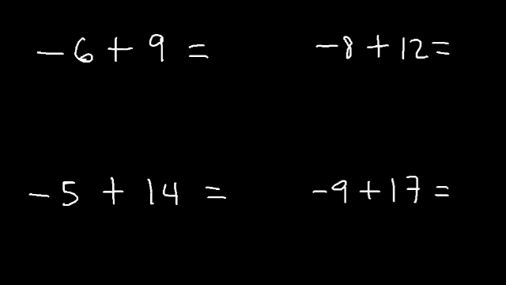So we have a positive and a negative number. Notice that the positive number is larger. So when we add these two values, we should get a positive value at the end. So negative 6 plus 9 is positive 3.